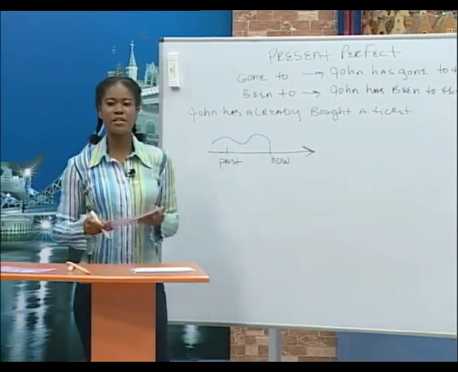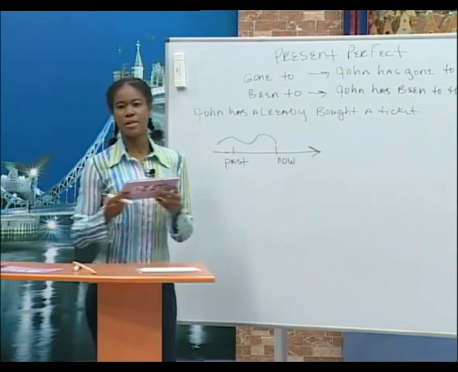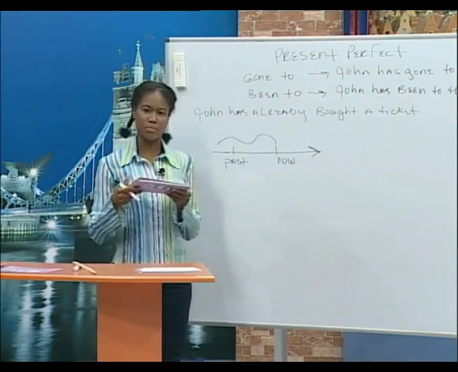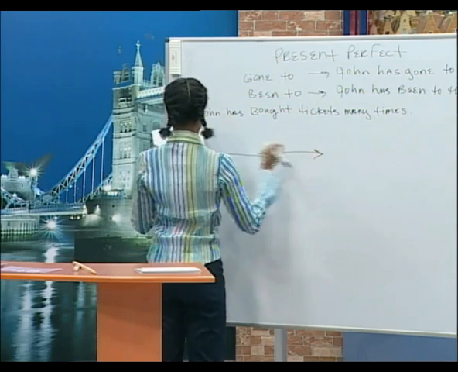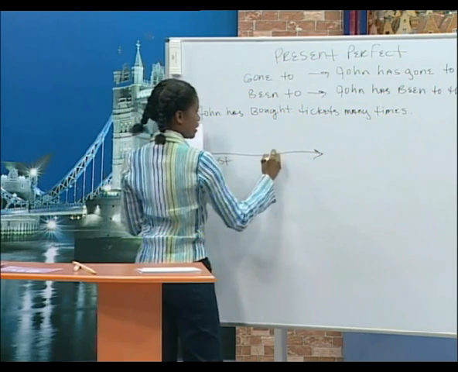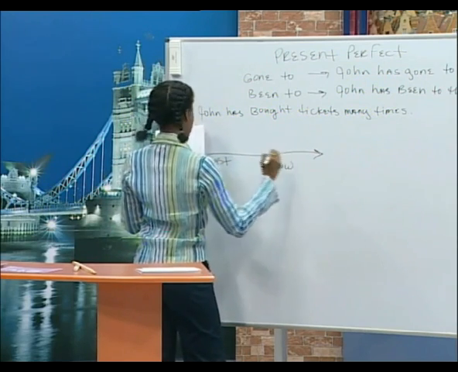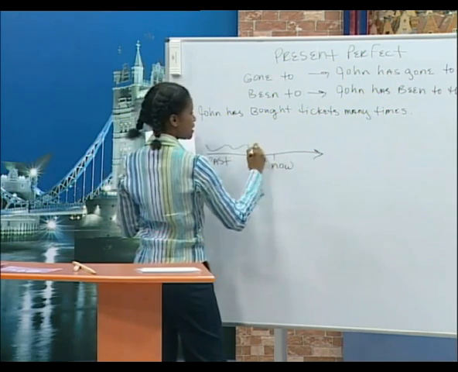Okay. An activity may happen many times before now. And in that case, again, we use the present perfect tense. John has bought tickets many times. Now, this activity happened in the past up till now many times, unspecified.